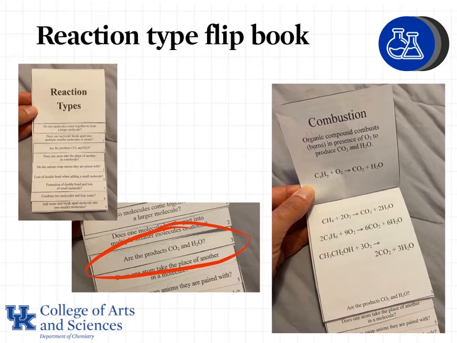What it does is allow you to sort the questions that you should be asking yourself in order to identify the reaction type for both organic and inorganic reactions. For example, if we ask the question, are the products CO2 and water, when we open that flap, we see, oh, well, that's a combustion reaction, that organic compounds combust in the presence of oxygen to produce CO2 and water. We see a sample reaction and then some other examples of that. So those questions will help you distinguish between the different types of both organic and inorganic reactions.